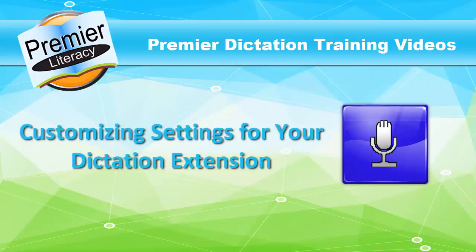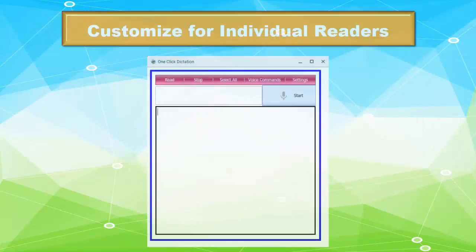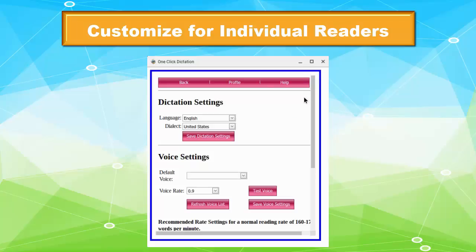Customizing settings for your dictation extension. The Premier Dictation extension for Google can be customized for individual readers. Click the Settings button and select the reading settings. From here, it's possible to change your voice and dictation settings options.